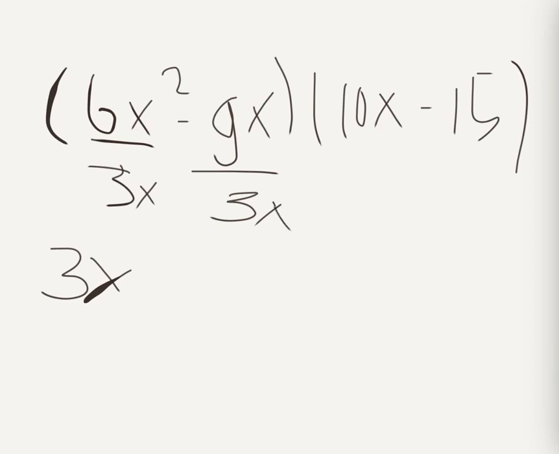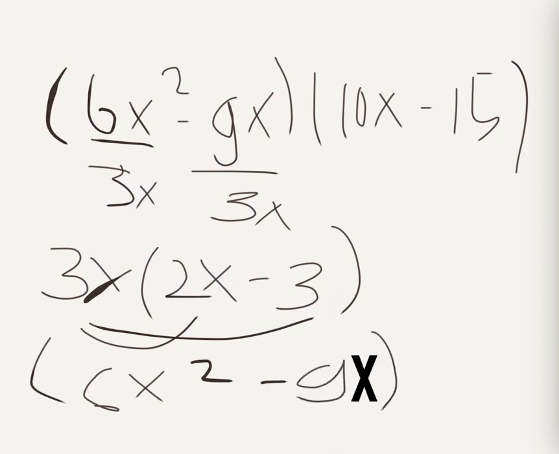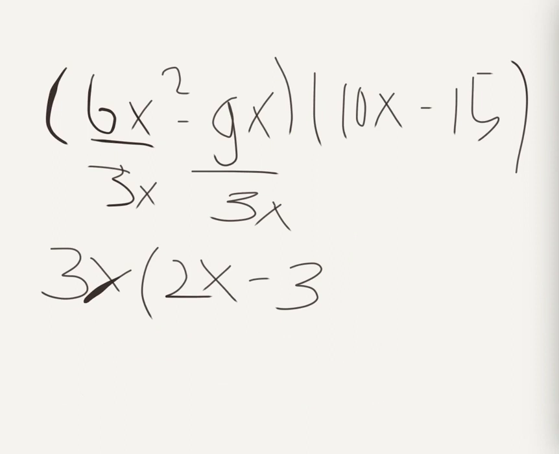So 6x squared divided by 3x is equal to 2x because the exponent is eliminated, and negative 9x divided by 3x equals negative 3, and so we should have a little recheck. And so 3x times 2x is 6x squared, and 3x times negative 3 is negative 9x. So it's the exact same expression, but it's just a little bit more minimized.